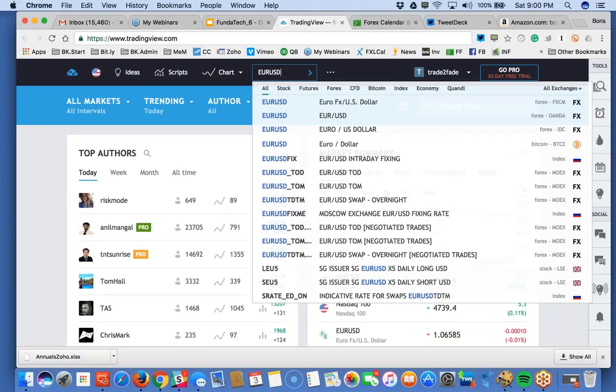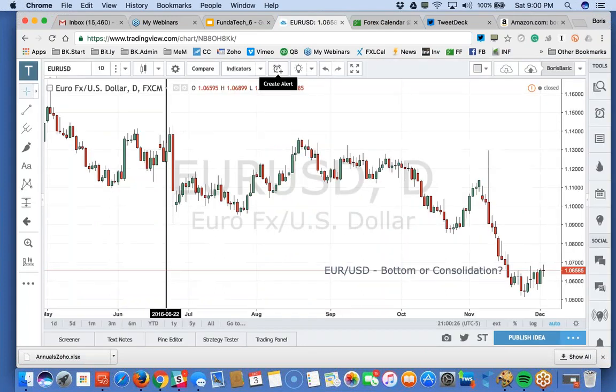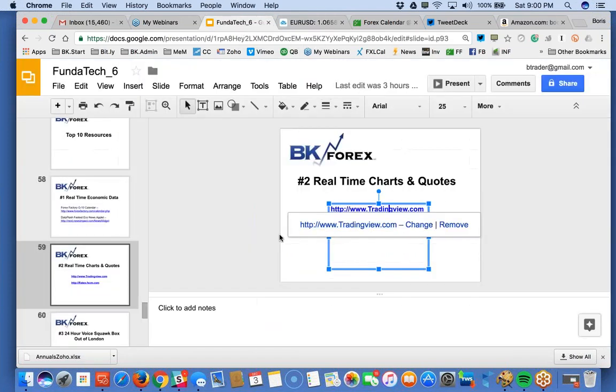You can go to EURUSD over here and pull it up by minute, by days, historically. You can annotate stuff. It's just a nice charting software, and because it's all web-based, it's very, very nice and very fast, right?